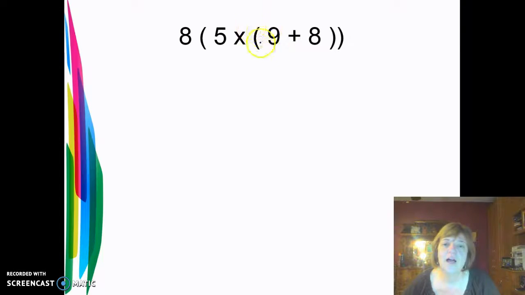I will help you. Again, I'm not going to highlight them this time. We don't need to always keep doing that. I'm hoping by now you're getting it. But the inside one is right here. We're going to solve that one first. 9 plus 8 is 17.